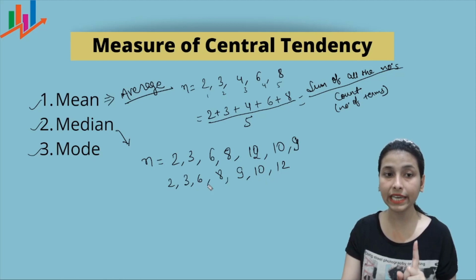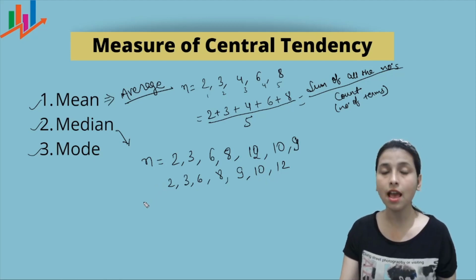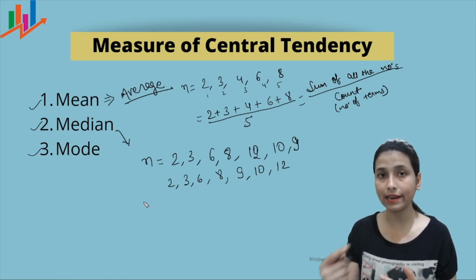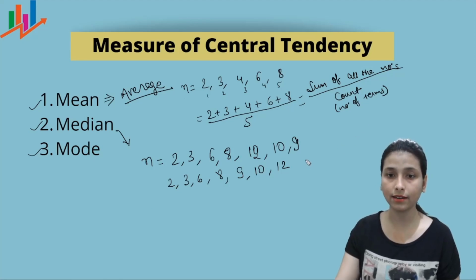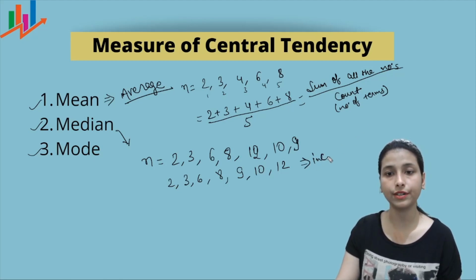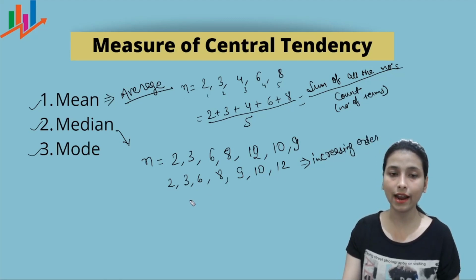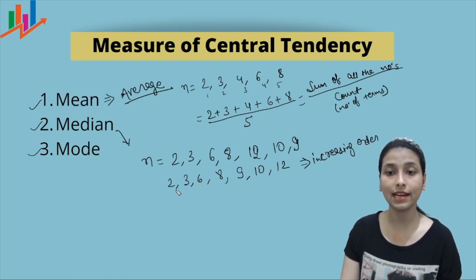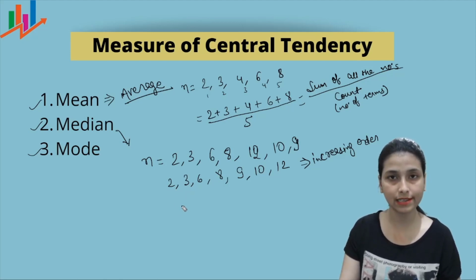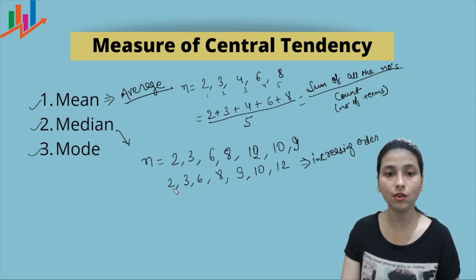The first step in order to take out the median is to arrange the data in ascending or increasing order. After sorting the data in increasing order, I have to count the number of terms present in my data set. Let's count: 1, 2, 3, 4, 5, 6 and 7. There are a total of 7 terms in my data set.